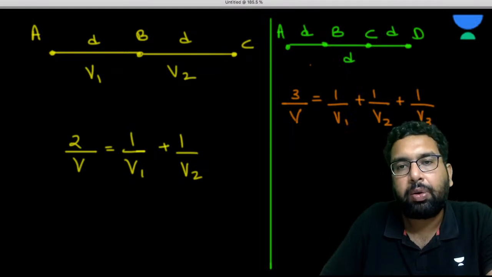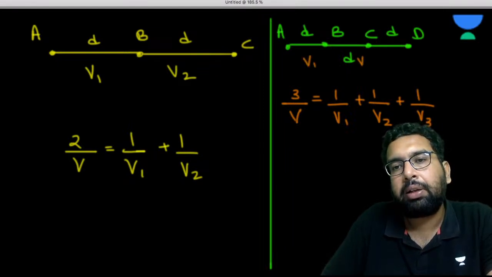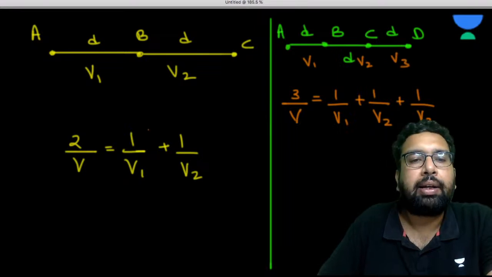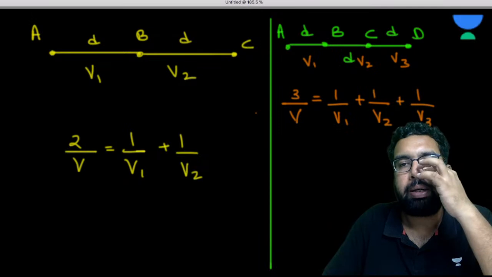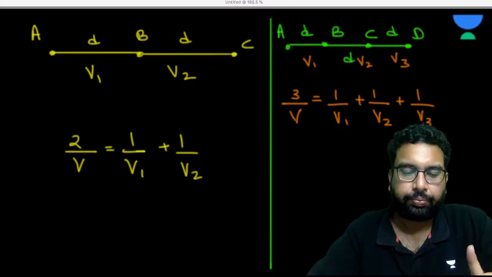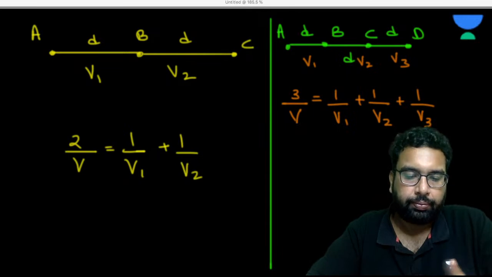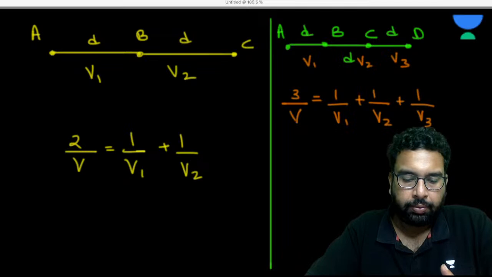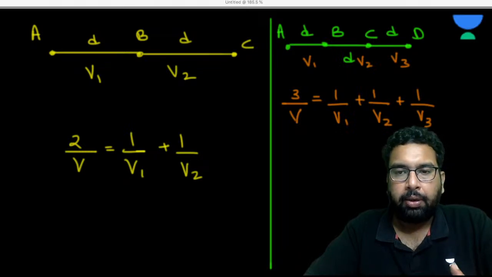And V1, V2, V3 is what? It is the speed to cover these distances. Is it fine, beta? Please answer me. Please tell me yes or no. Do we agree or not? Please give me yes or no.